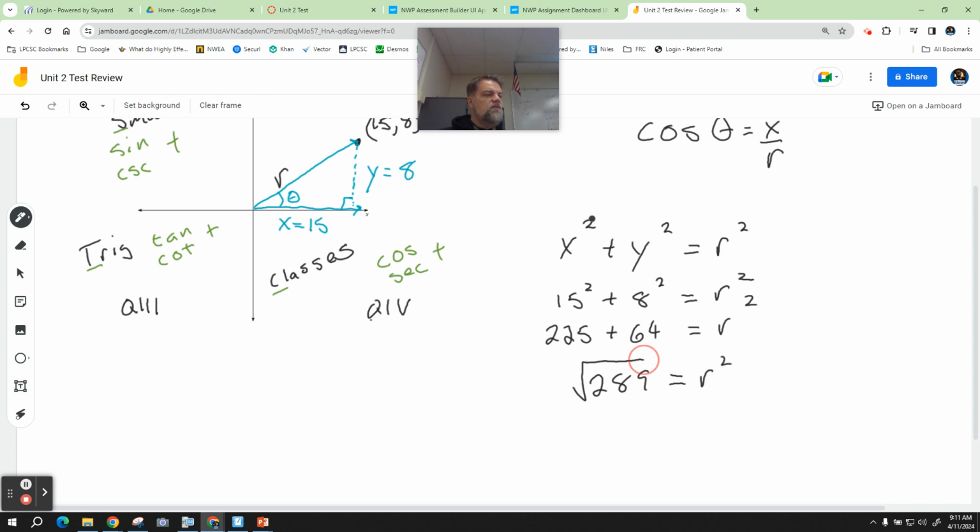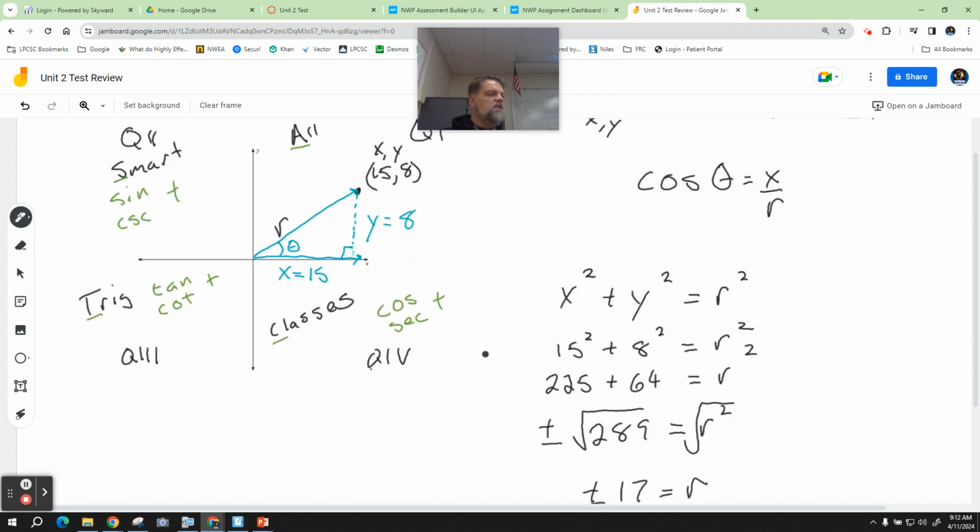And then when you take the square root of this, remember with the square root, you've got to do plus or minus always. And so it would be plus or minus 17. But how I determine if it's positive or negative depends on what quadrant it lives in. So since all of them are positive, this would be a positive 17. So then cosine would just be x, which is 15, over r, which is positive 17. And that is the answer.